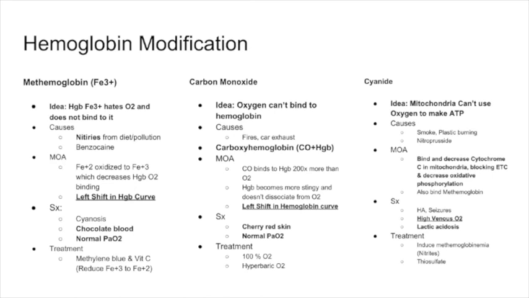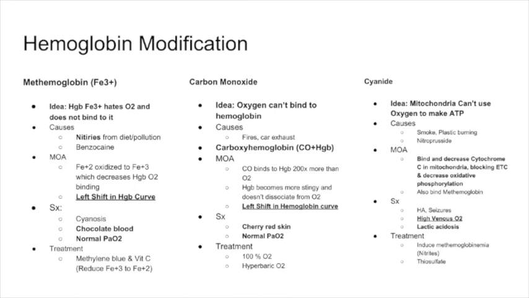Can you tell me why there is high venous O2 in cyanide toxicity? The reason is because the mitochondria can't use the oxygen. The oxygen will be left in the venous system and you'll end up having high venous oxygen. As a result, you also have lactic acidosis because the mitochondria will resort to anaerobic metabolism.